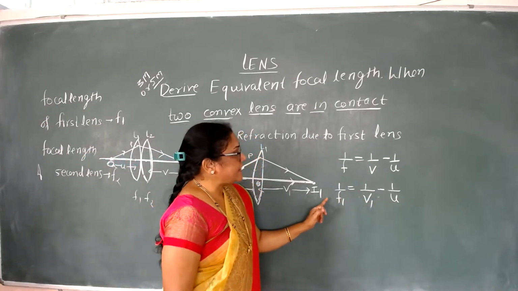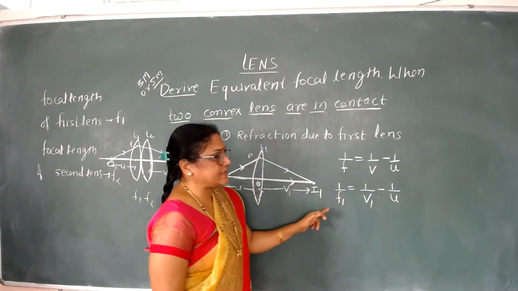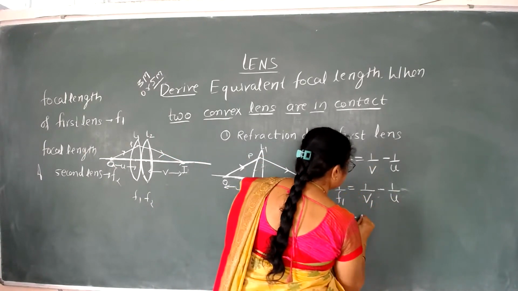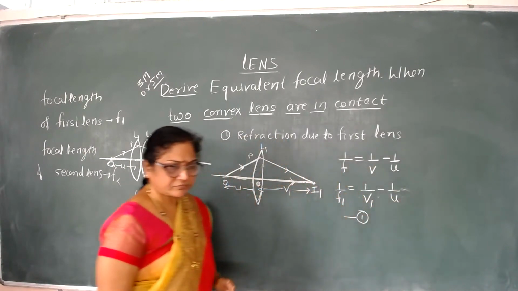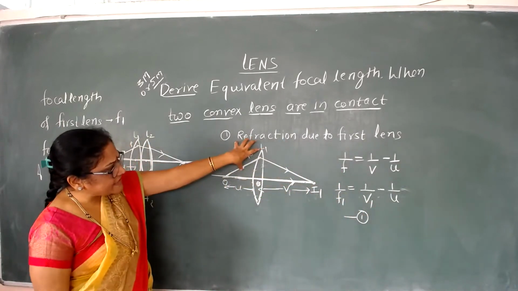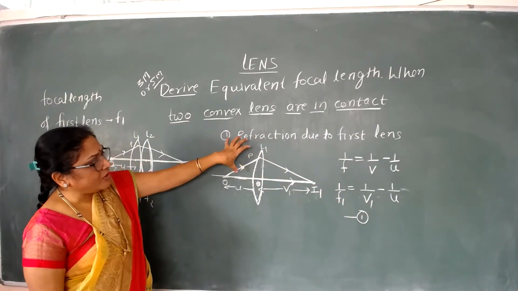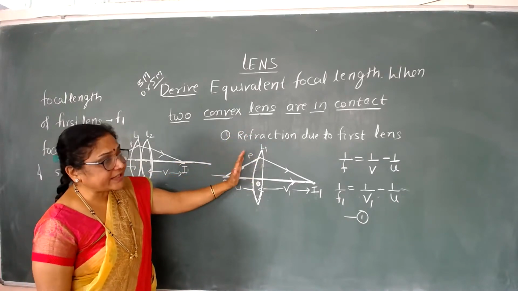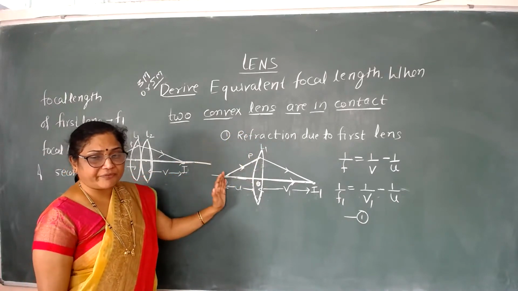So this formula is applicable for the first lens. This is equation number 1. This lens formula is applicable for only the first lens, but the image formation takes place due to two refractions.